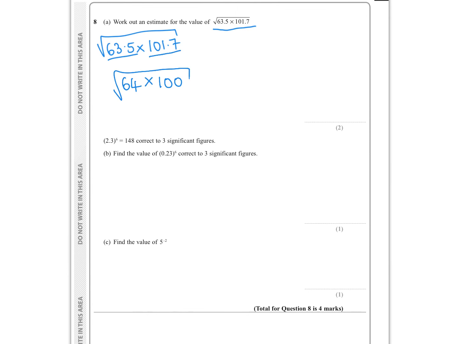So if I square root 64 times 100, that's the same as the square root of 64 times the square root of 100. We know the square root of 64 is 8, and the square root of 100 is 10, so 8 times 10 gives us 80.